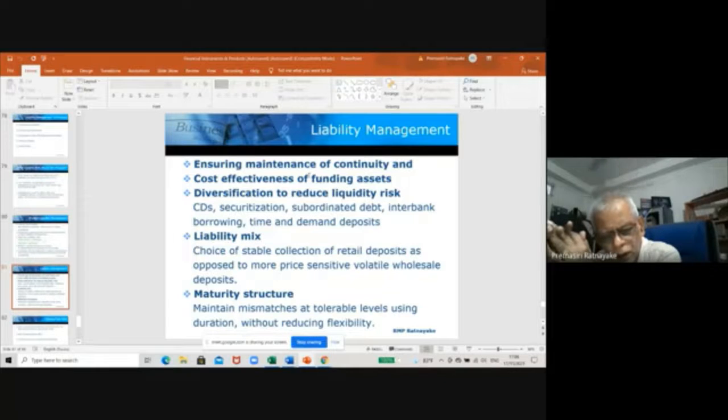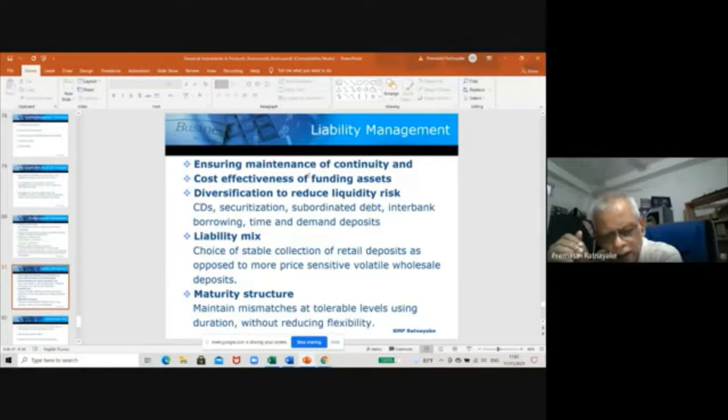And liability mix: choice of a stable collection of retail deposits, as opposed to more price sensitive, volatile wholesale deposits. So when there is a choice of a more stable collection of retail deposits as against more price sensitive volatile wholesale deposits, the liquidity risk is going to be so much less. So the liability mix has to be analyzed and then managed very well.